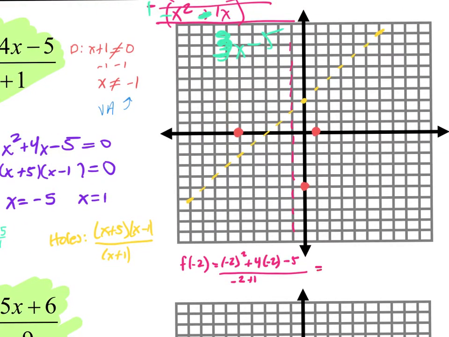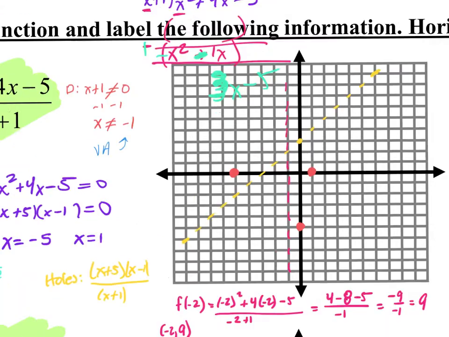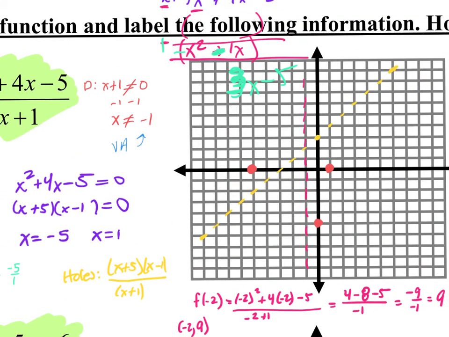So I have -2 squared is 4 minus what? 8. 8 minus 5, minus 5 over -1. What's 4 minus 8? -4. Minus 5. -9. So -9 over -1. So when I plug in -2, the point I get out is 9. So if I were to plot that point, (-2, 9). 1, 2, 3, 4, 5, 6, 7, 8. It's up here somewhere, right?